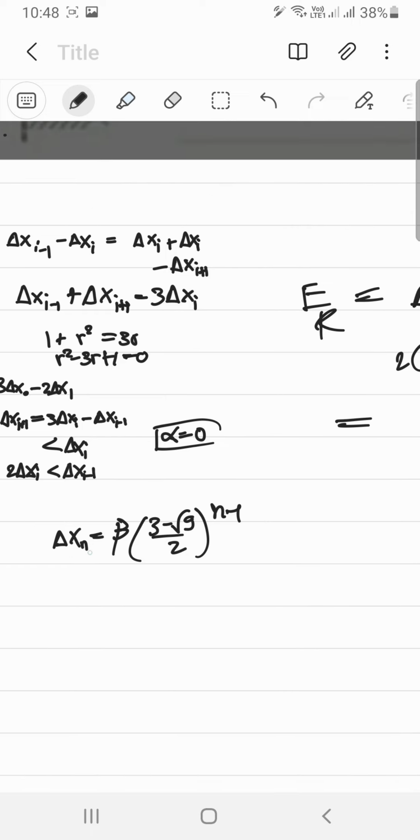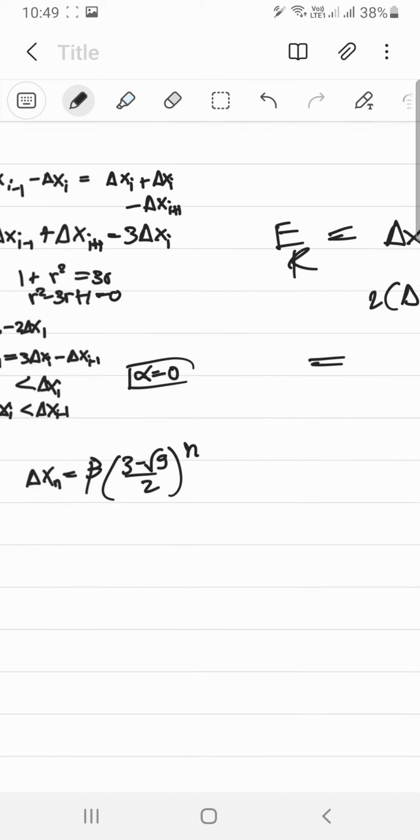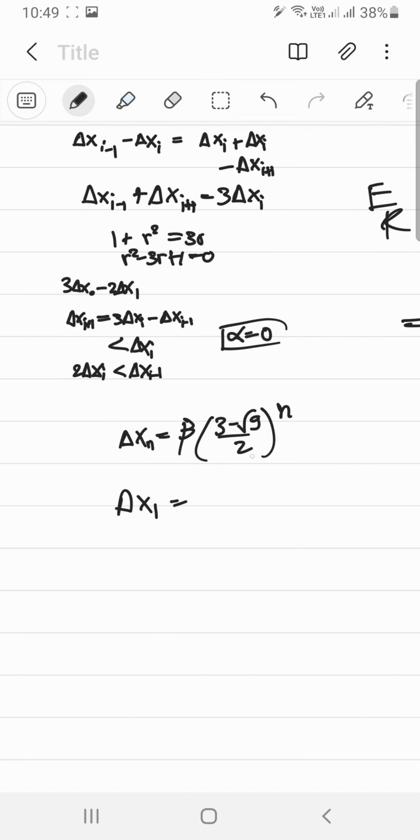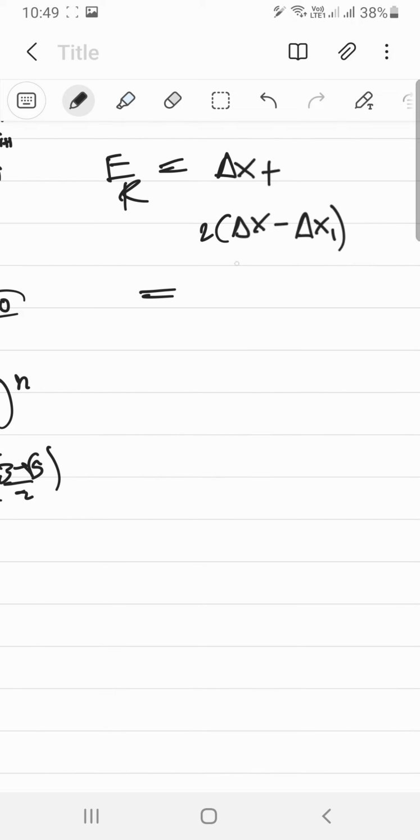And then of course when you put n is equal to, oh, let's not go for n minus 1, let's go to the power of n directly. So this will be awesome. When you put x is equal to 0 in this thing, you will get beta, right? So delta x is equal to beta. So delta x1 is equal to delta x times this thing, 3 minus square root 5 upon 2, and then we'll put that in there.